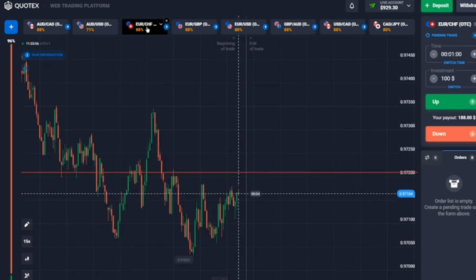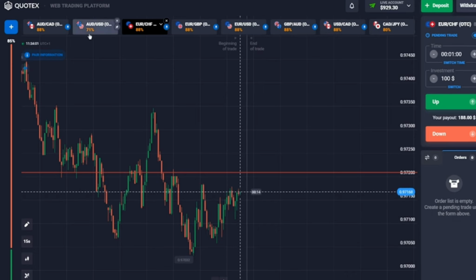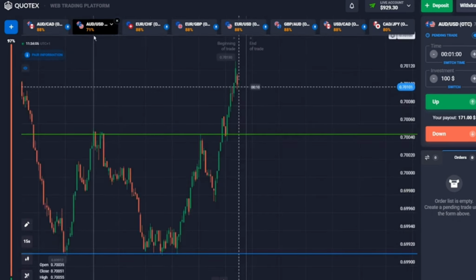Select just a few currency pairs with high payout so you can easily go through them without missing a single entry point.